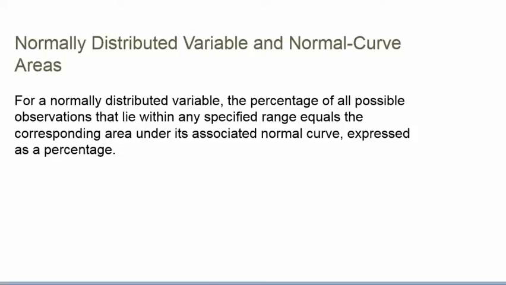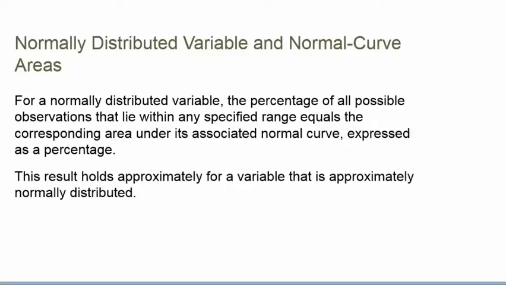Normally distributed variable and normal curve areas. For a normally distributed variable, the percentage of all possible observations that lie within any specified range equals the corresponding area under its associated normal curve expressed as a percentage. This result holds approximately for a variable that is approximately normally distributed.